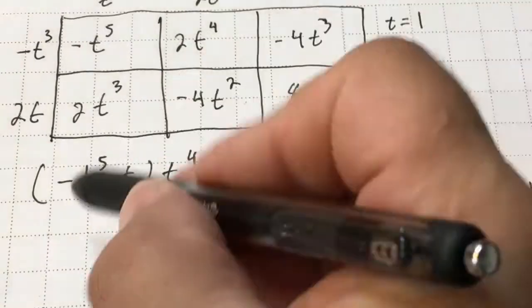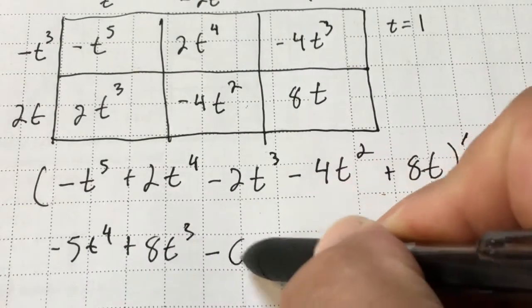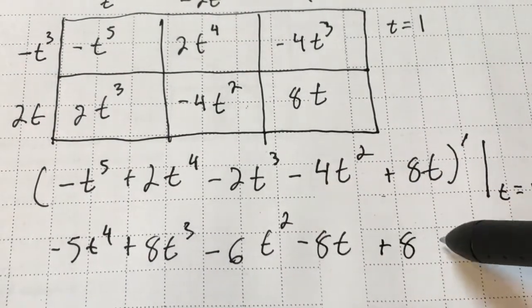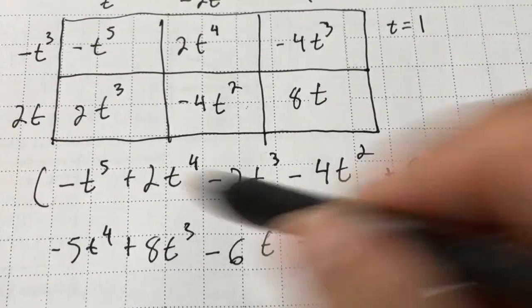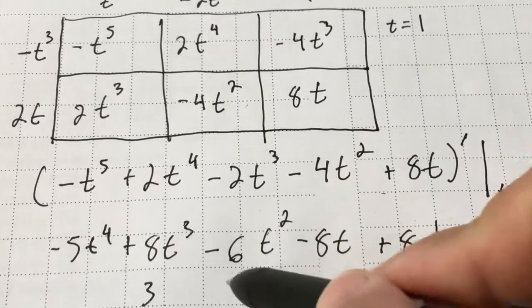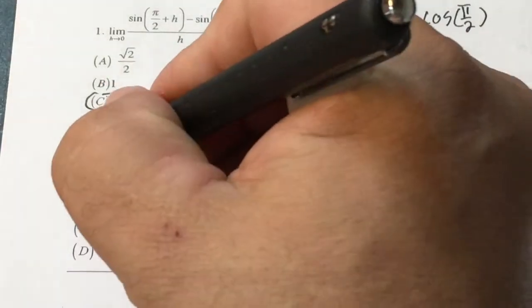So quick pop the derivative, that's going to give me negative 5t to the 4th, plus 8t cubed, minus 6t squared, minus 8t, plus 8, and I'm going to plug in t equals 1, so it's not going to change the values of any of these. It's going to be negative 5 plus 8 is 3, minus 6 is negative 3, and 8 minus 8 cancels out, so my answer is negative 3, and that should be choice A.